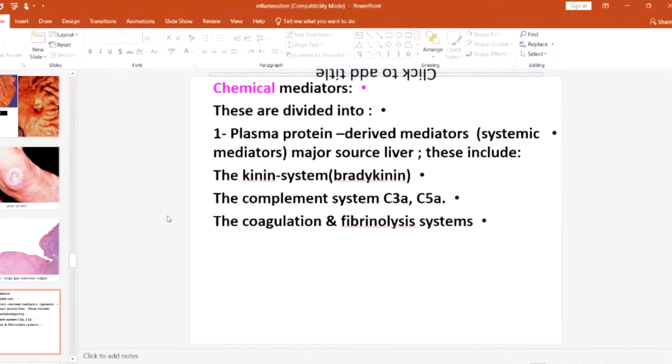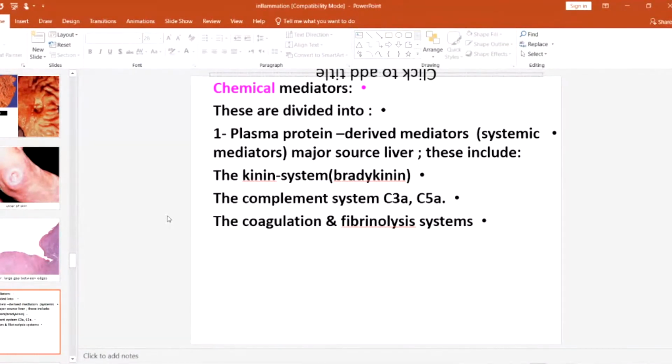Now the chemical mediators. We remember that during inflammation there is vasodilation, dilation of the blood vessels, and there is increased vascular permeability. What are the causes for this? Students, the topic is very complicated but I will summarize it. There are chemical mediators.